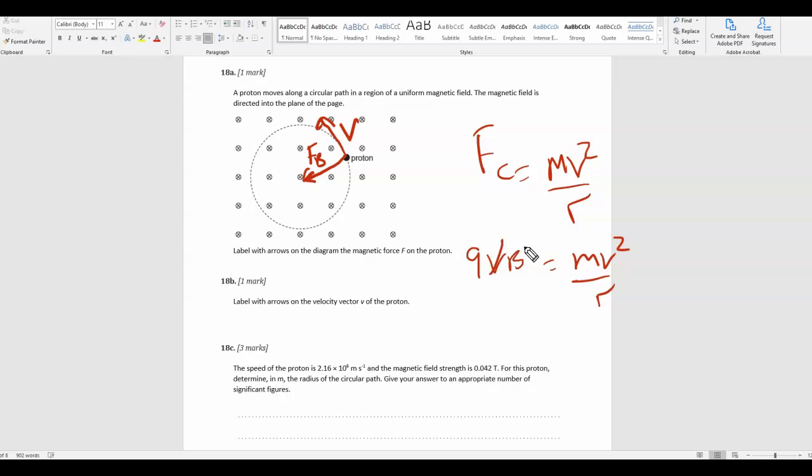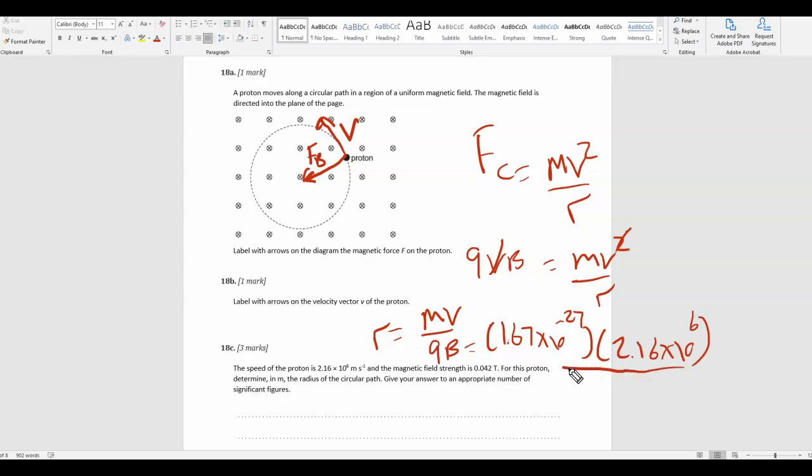So here, one of the V's cancels out. We are looking for R, and so that is just a simple rearranging of the equation. The mass of the proton is in the data booklet. It's something like, I don't think it's 1.67, it's something slightly different, but it is in the data booklet. And everything else we are actually given in the problem. We're given V, B and Q. The charge of the proton is the elementary charge, so that's 1.6 times 10 to the negative 19 coulomb. And then B is 0.042 Tesla.